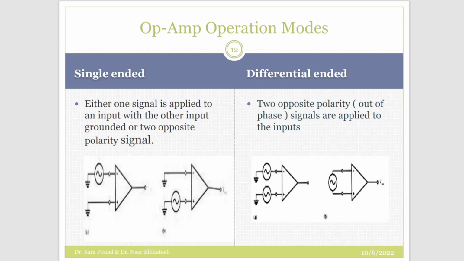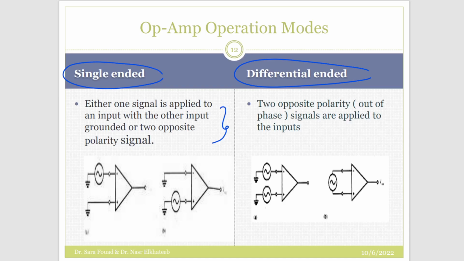So this is the second lecture of the operational amplifier. In this lecture, we are going to talk about the op-amp operation modes. There are two modes. The first one is the single-ended mode, and the other one is the differential-ended mode. The first one is either one signal applied to an input with the other input grounded, or to opposite polarity signal.